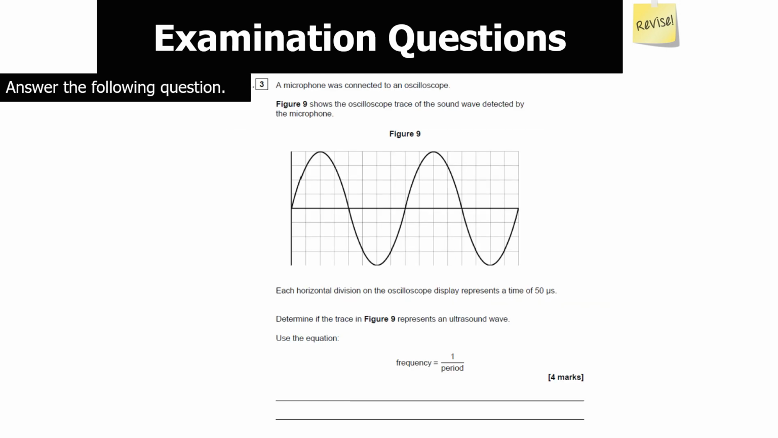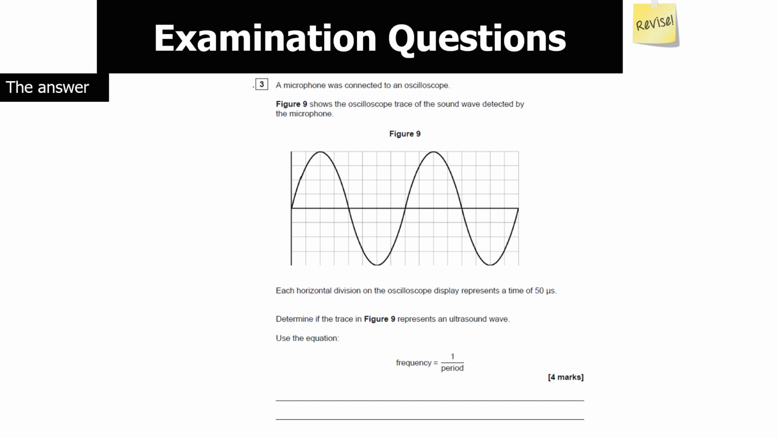The next question says, a microphone was connected to an oscilloscope. Figure 9 shows the oscilloscope trace of the sound wave detected by the microphone. Each horizontal division on the oscilloscope represents a time of 50 microseconds. Determine if the trace in figure 9 represents an ultrasound wave. So pause the video now, then unpause the video when you want to go through your answer.